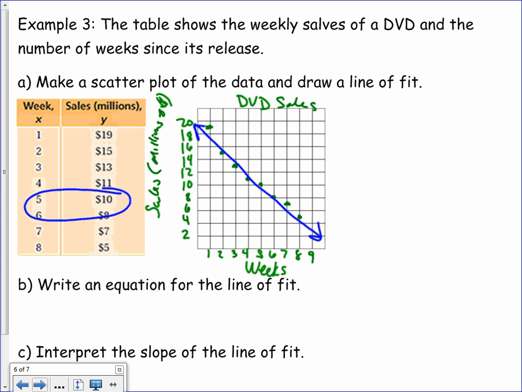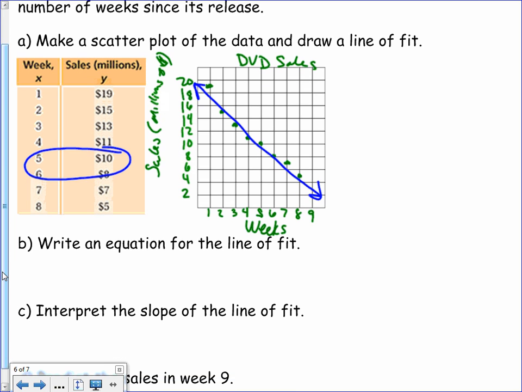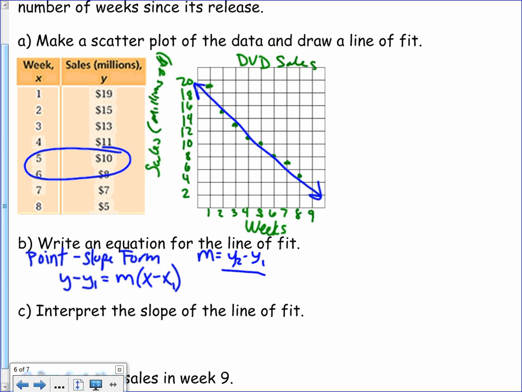Now I need to write an equation for that line. Now remember, we need to remember the point slope form of a line. And remember that was y minus the y coordinate equals the slope times x minus the x coordinate. In order to use this, we're going to have to know what the slope is. So slope of a line is the difference of the y's over the difference of the x's.